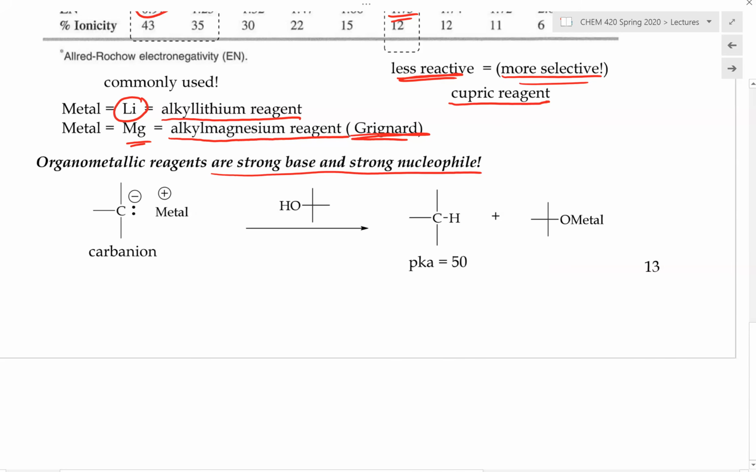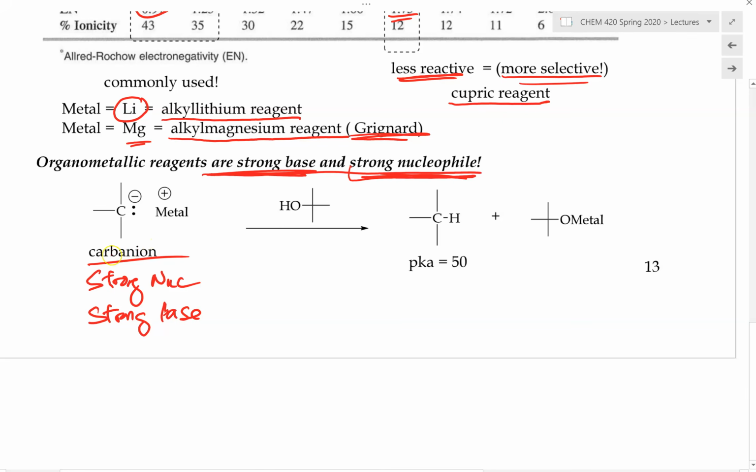Now, let's go over the chemical reactivity of organometallic reagents. They are again very strong bases and very strong nucleophiles. So whenever we use organometallic reagents, we do not want any polar protic solvent in it. In fact, we cannot use a polar protic solvent to prepare our organometallic reagent, because this reagent will react with a polar protic solvent. So the carbanion is again a very strong nucleophile and very strong base.